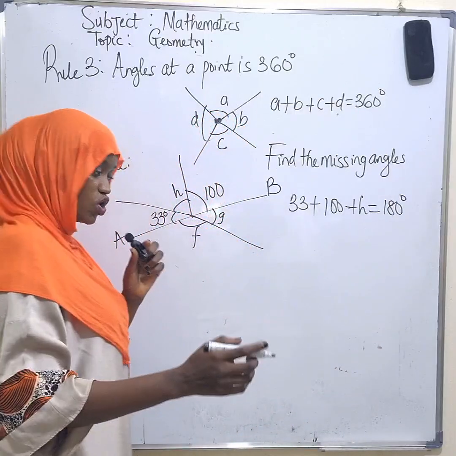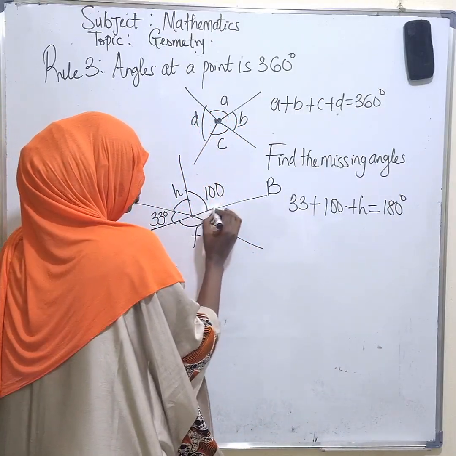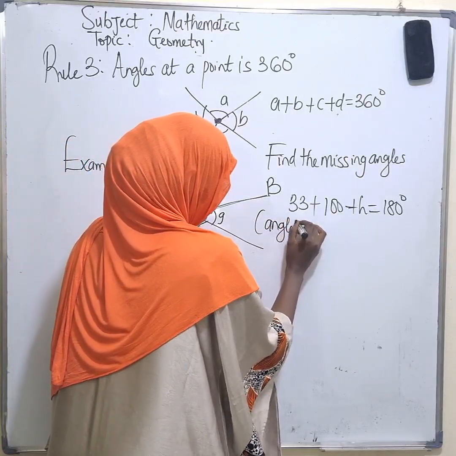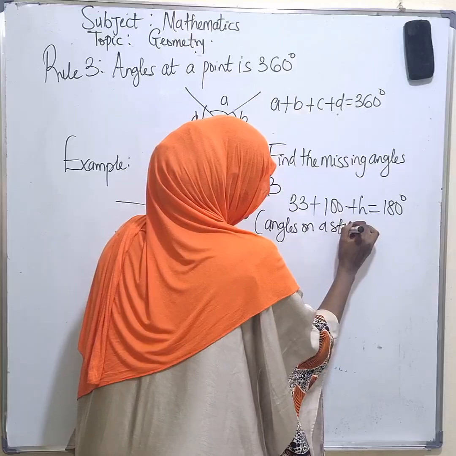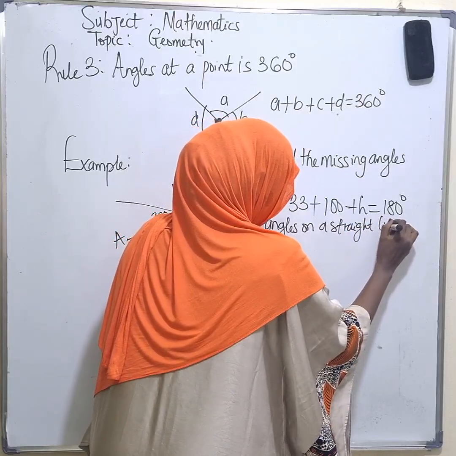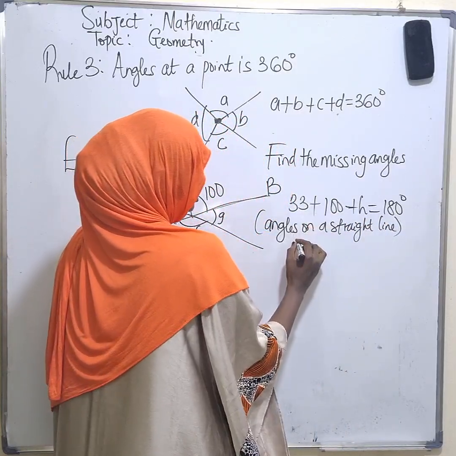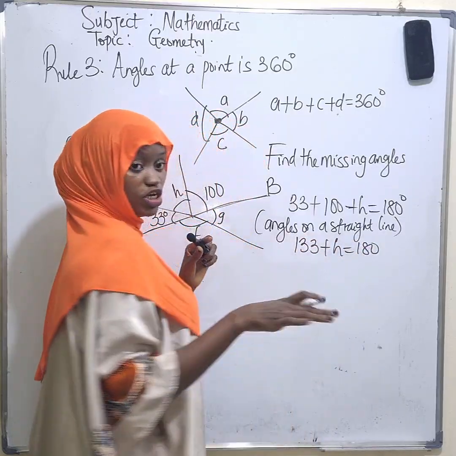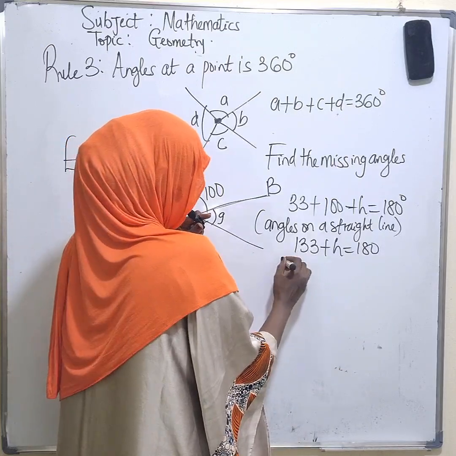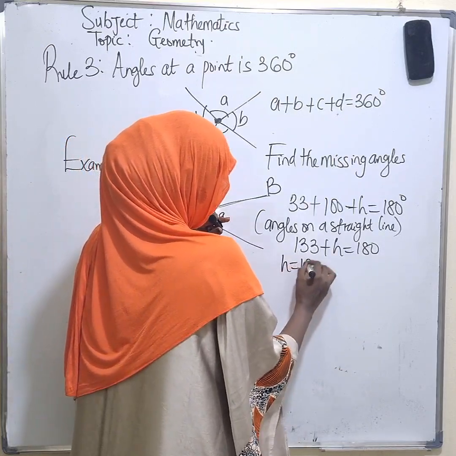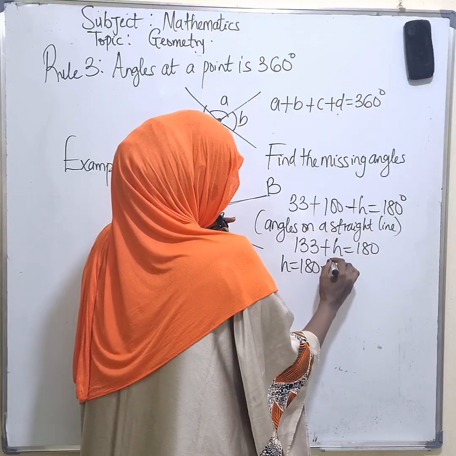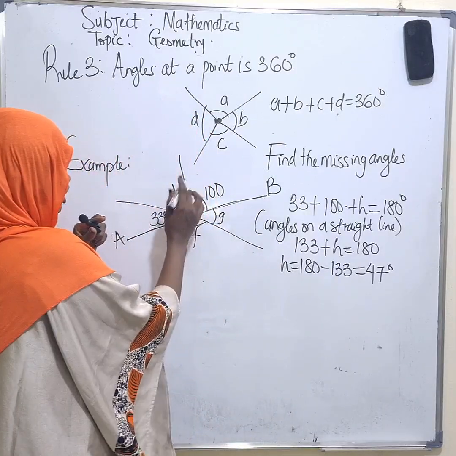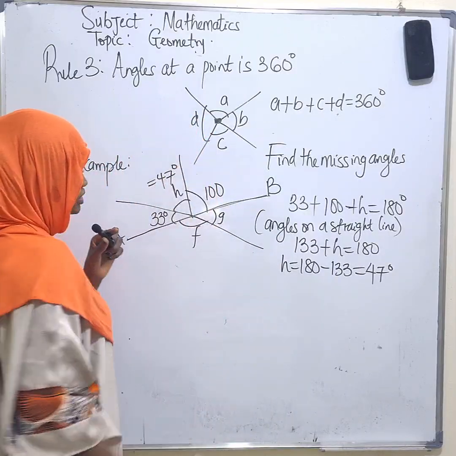180. Why? Because these three angles are on the straight line AB. So remember we state the reason. The reason is: angles on a straight line. Now let's get the value. 100 plus 33 gives us 133, plus H is equal to 180. So we subtract 133 from both sides. H is equal to 180 minus 133, which is equal to 47 degrees. So we've gotten H to be equal to 47 degrees.